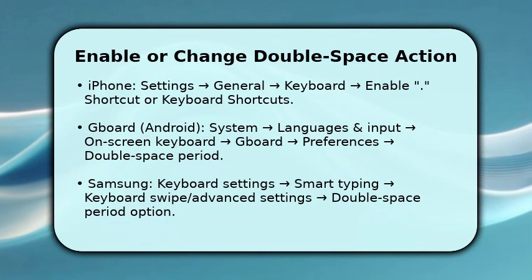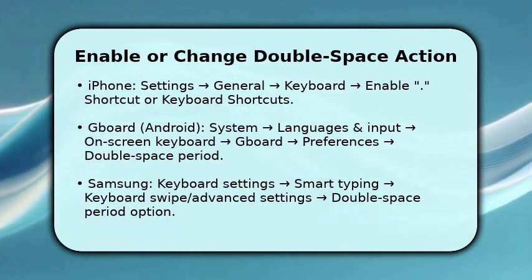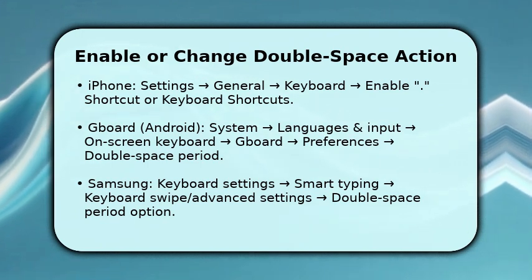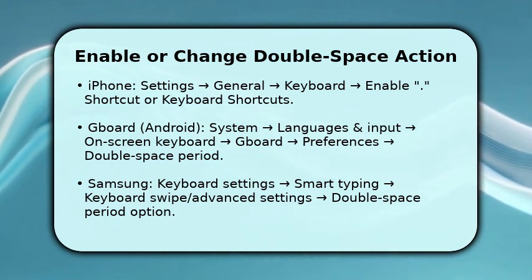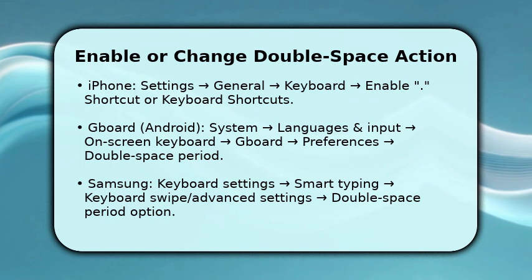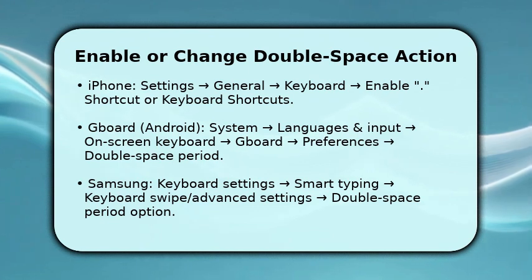Now you'll adjust the actual behavior. On iPhone, open Keyboard Settings and enable the period shortcut or create a custom shortcut if your iOS labels differ. For Gboard on Android, navigate to Preferences and toggle double space period. This maps a second consecutive space to a period and a space. Samsung's keyboard hides the option under Smart Typing or Advanced Keyboard Settings.